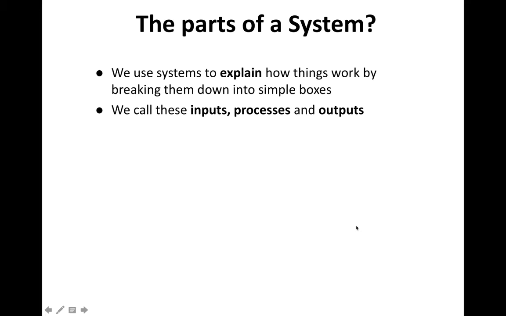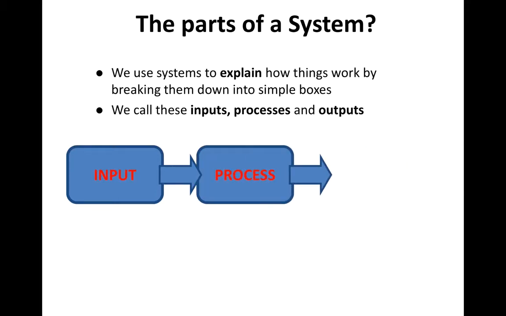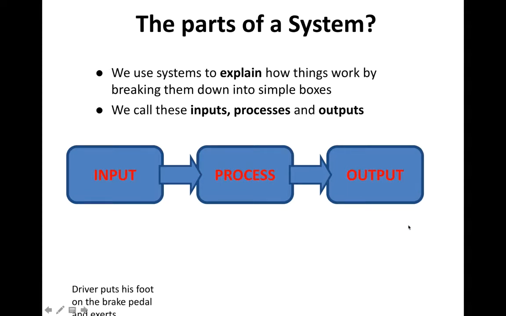So the three parts of a system are what we call the input, the process, and the output. We need to have these definitions so that we can use a system to explain how things work. By breaking them down into these three boxes, input, process, and output, we can use this to explain how these interconnected things actually work to produce things.